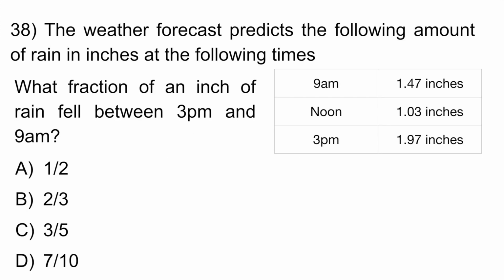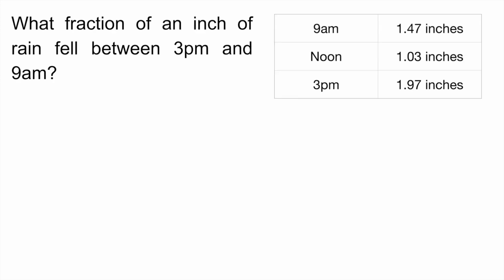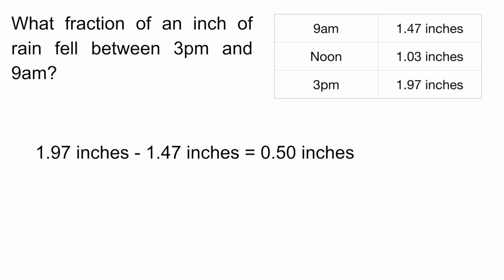The weather forecast predicts the following amount of rain in inches at the following times. What fraction of an inch of rain fell between 3 p.m. and 9 p.m.? Okay, so the first thing that you want to do is find the difference between the rain that fell at 3 p.m. and the rain that fell at 9. So you would subtract those 2 numbers that you have on your table. That gives you 0.5 inches. And it's asking you what fraction of an inch. So all you have to do here is change 0.5 to a fraction, and that's pretty straightforward. It is 1/2. So the correct answer is A.